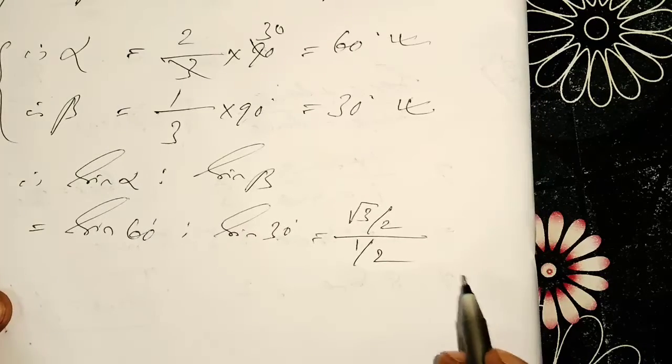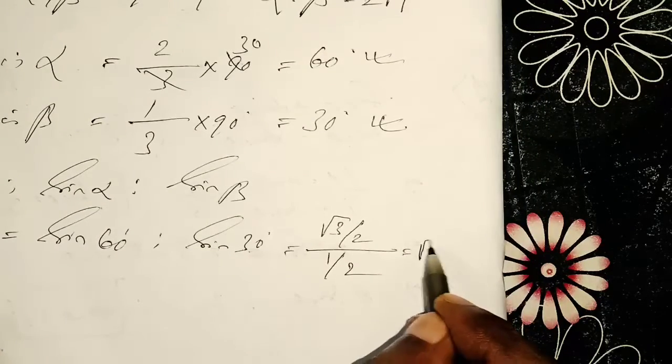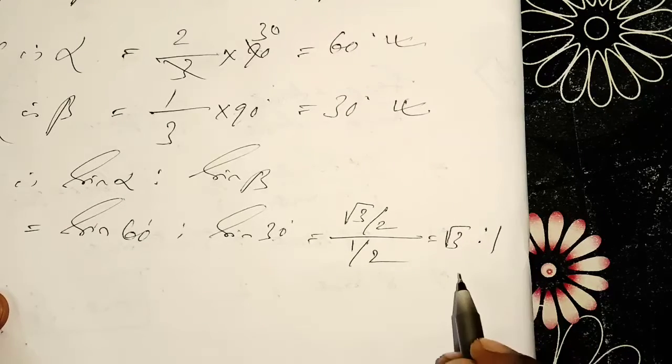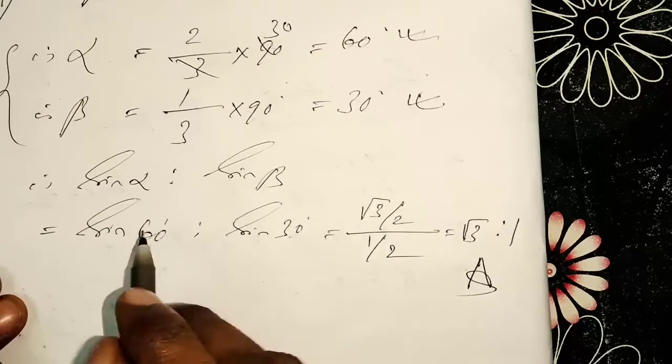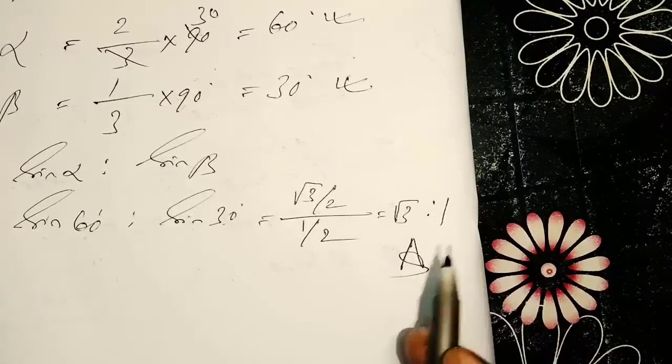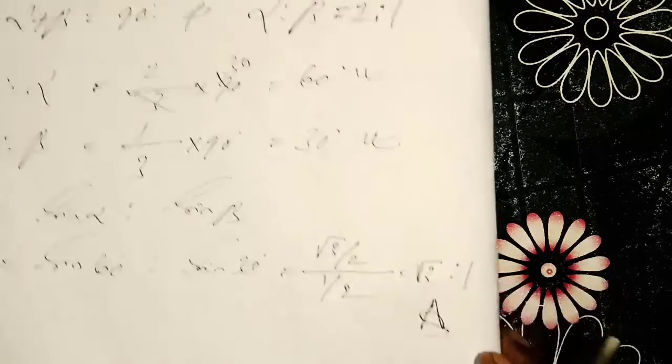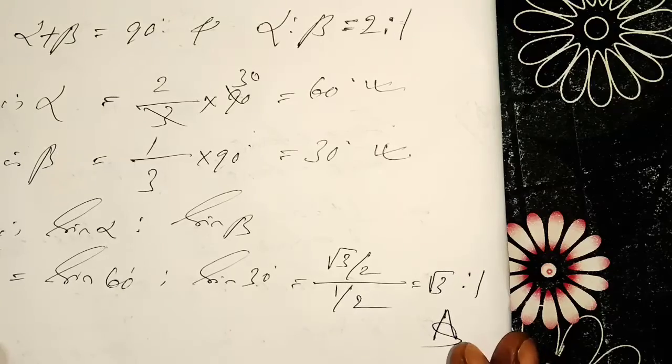The final result will be what? Root 3 is to 1. So what is the result? Sin alpha is to sin beta, the result you got is root 3 is to 1. How are we getting this? How quickly you have to solve? Now you got it or not?